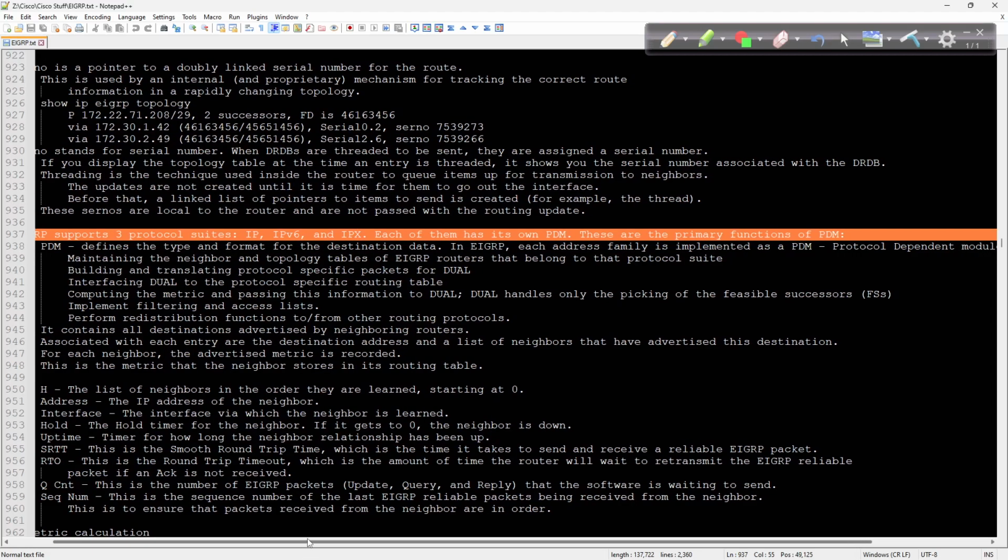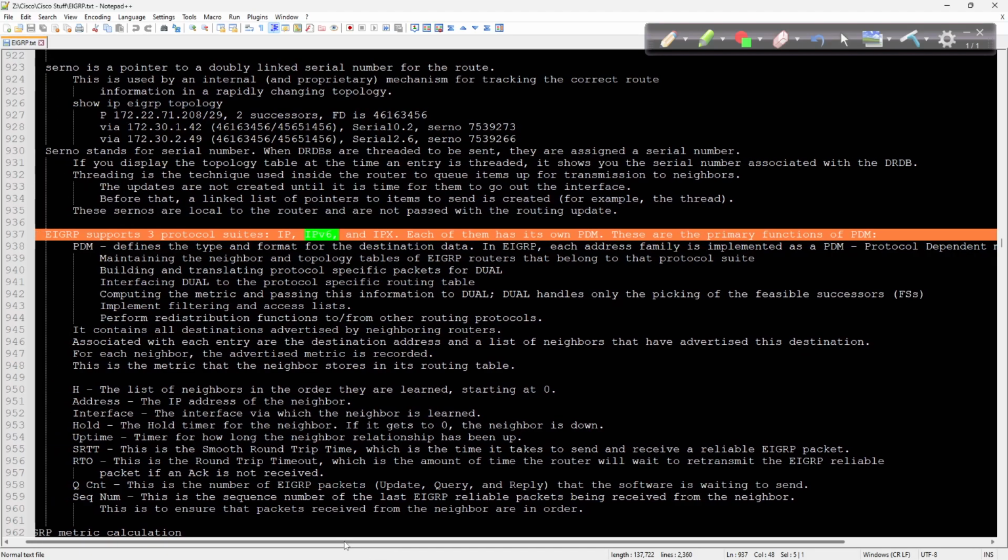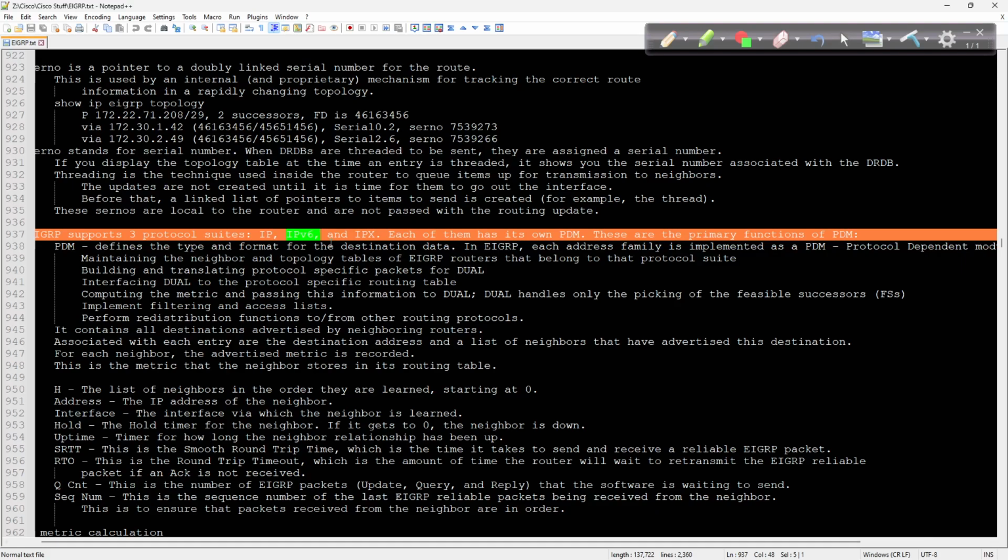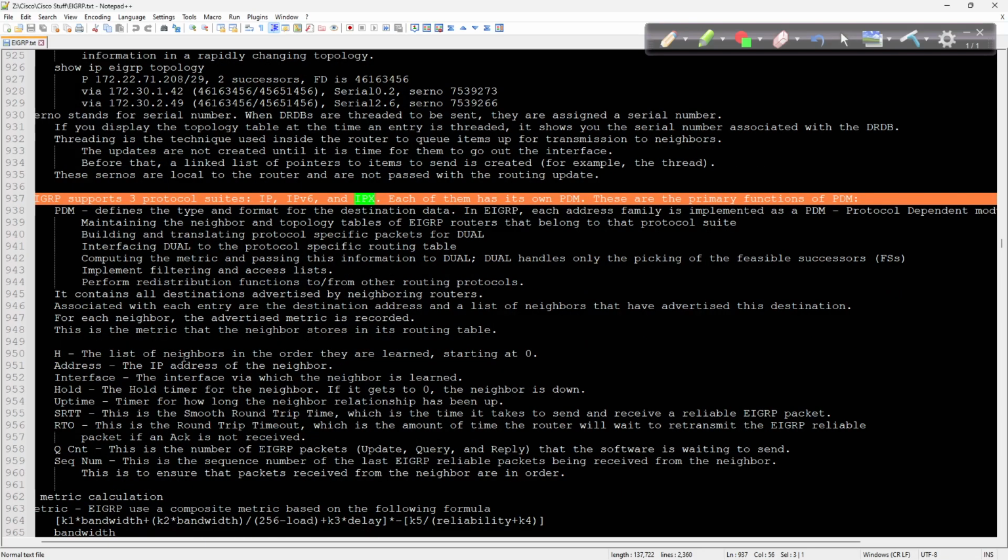We're going to see IPv4 and IPv6 when we do EIGRP v4 and EIGRP v6. We'll take a look at how that will come into play. So don't worry about IPX, because IPX is from Novell, and Novell doesn't exist anymore. I've never seen it in production. So that is the information you're going to need to consider when you're looking at the PDMs.